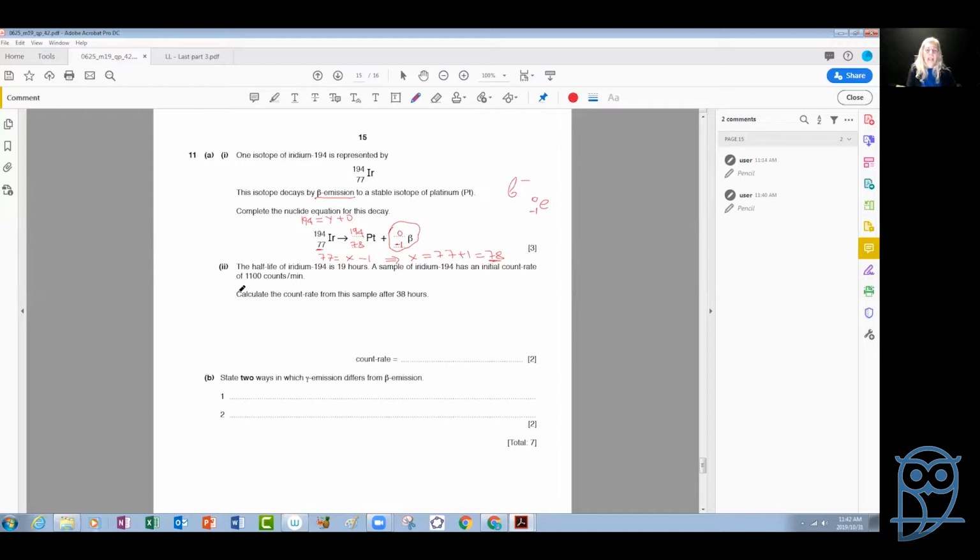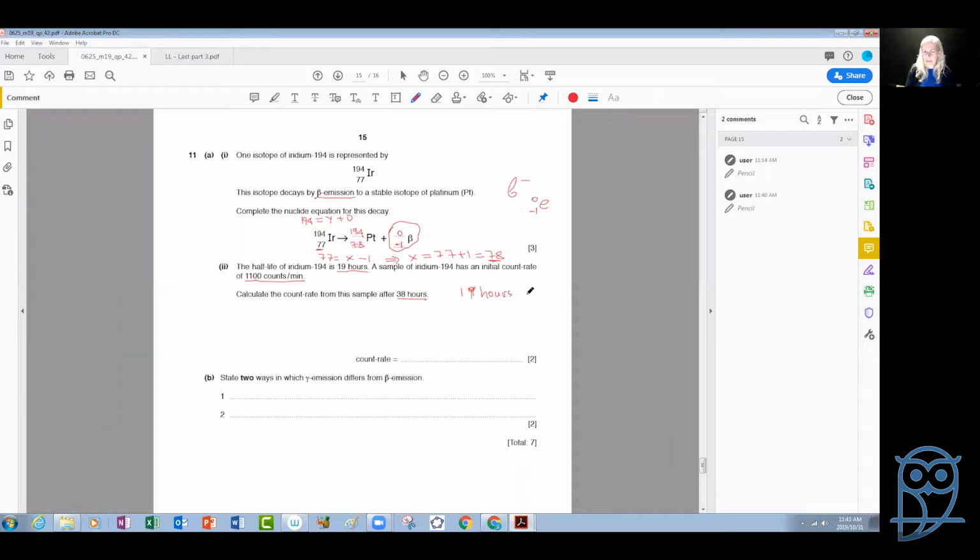All right. Now the next question says, the half-life of iridium-194 is 19 hours. So the half-life of this iridium-194 is 19 hours. Now, a sample of iridium-194 has an initial count rate of 1,100 counts per minute. Okay, calculate the count rate from this sample after 38 hours. Okay, after 38 hours, and we know that its half-life is 19 hours.